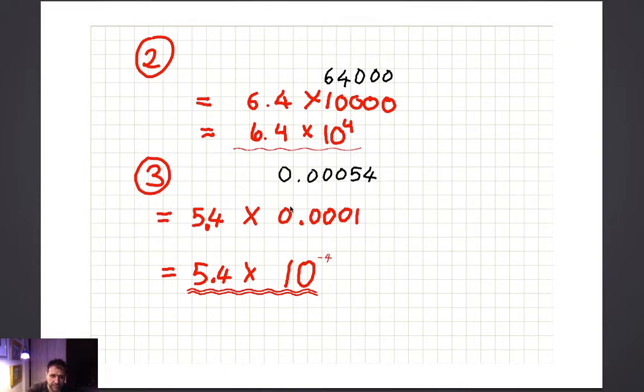So the number we started with is equal to 5.4 times 0.0001, and that's the same as 5.4 times 10 to the power of minus 4.